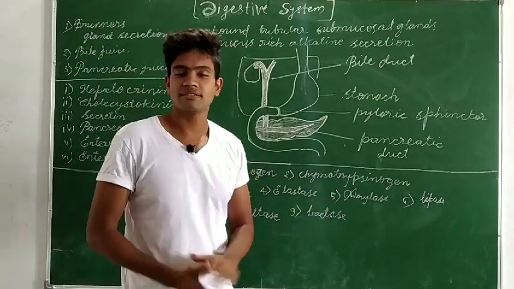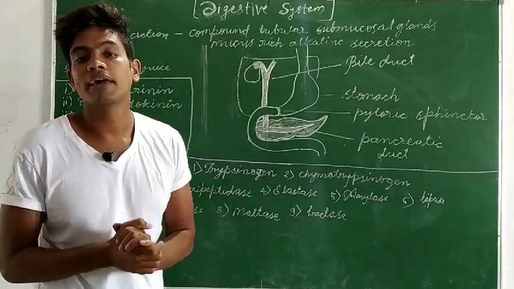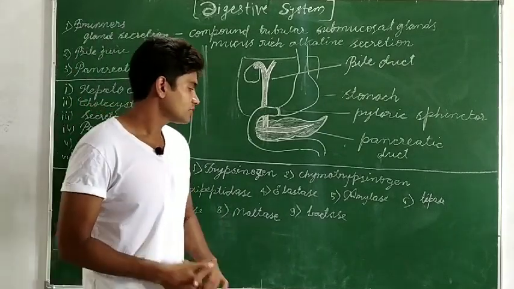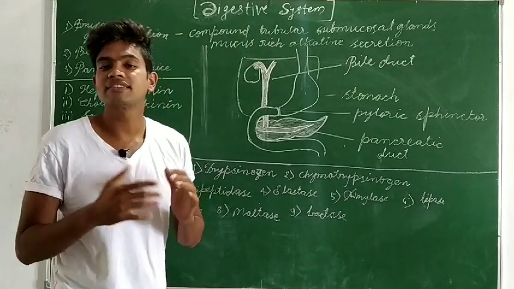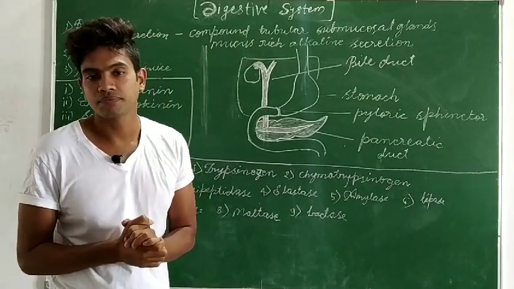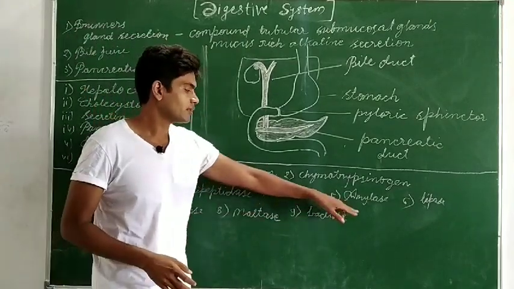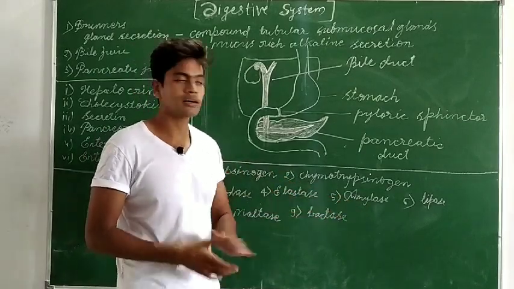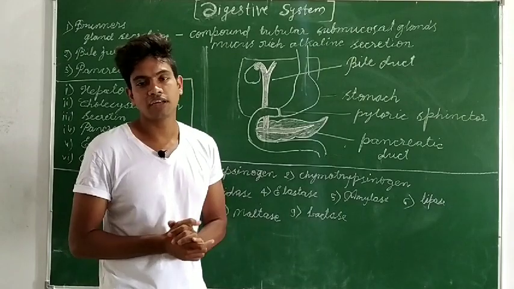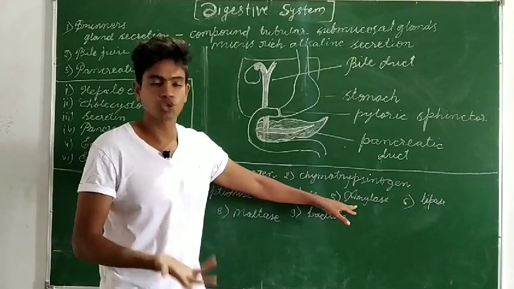Now the amylase is also called amylopsin. What is the function of this amylase? It converts the starch into maltose. Here we have to understand that when I say starch, it is a polysaccharide, and maltose is a little bit simpler form of the starch, or a little bit simpler form of sugar.